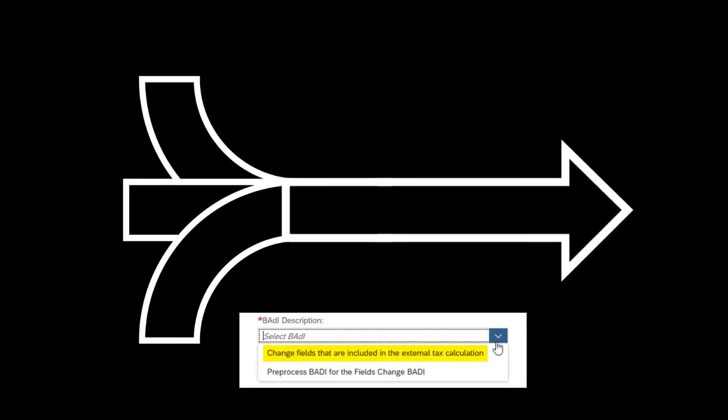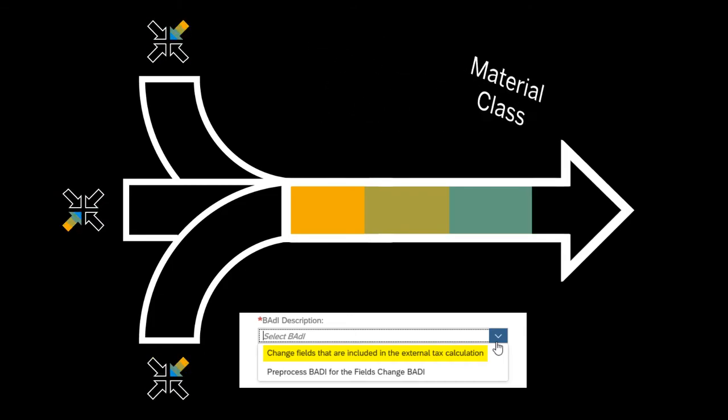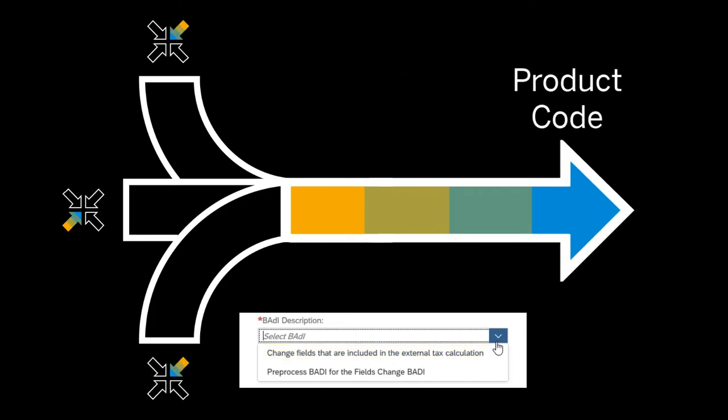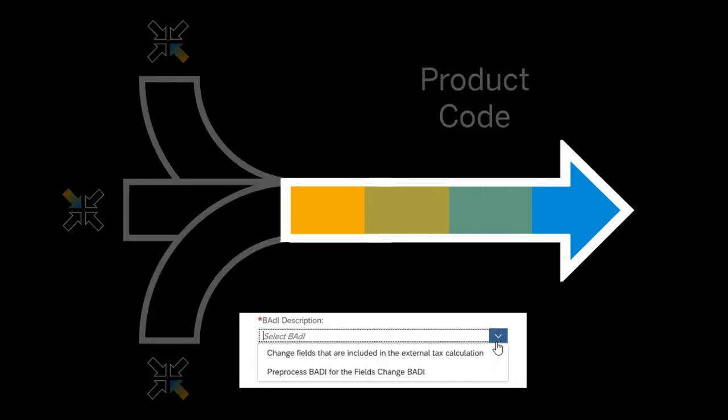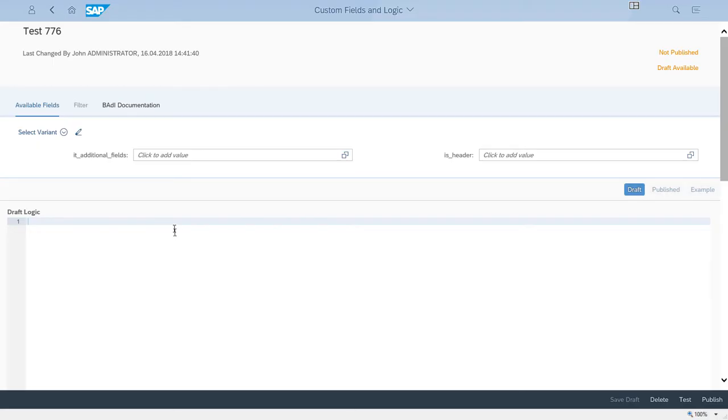The Change Fields enhancement, which I've already set up, allows me to use the material number in the enhancement's input parameters to derive the material class, and then to pass the material class to the product code in the enhancement's export parameters. Once I do this, I can be sure that it will be considered during the external tax calculation. So, back to my enhancement.